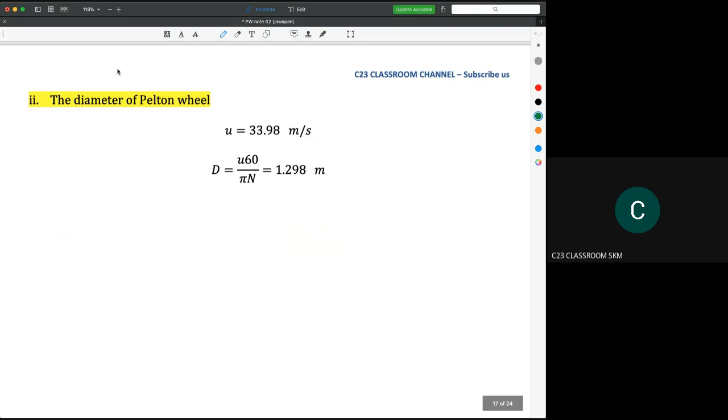Then the diameter of the Pelton wheel is quite simple here. We know the value of U is equal to 33.98 meters per second. So we use this equation, and we could finally determine that the diameter of the Pelton wheel is equal to 1.298 meters.